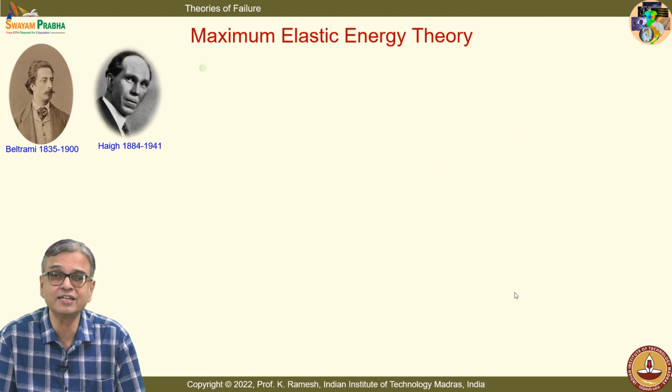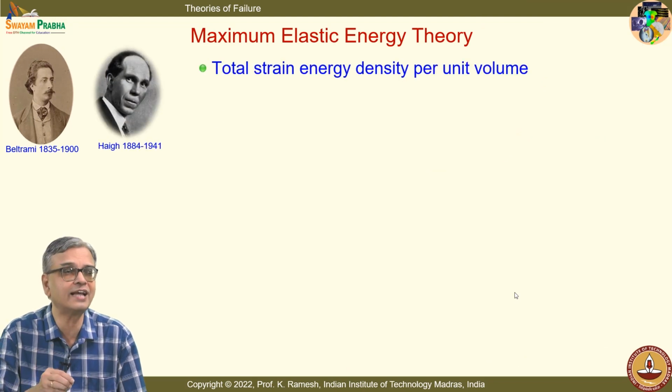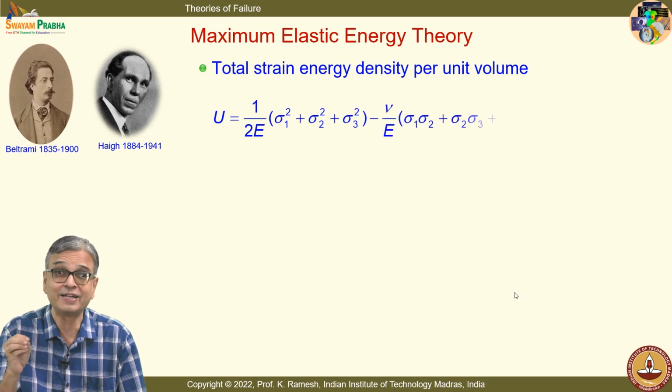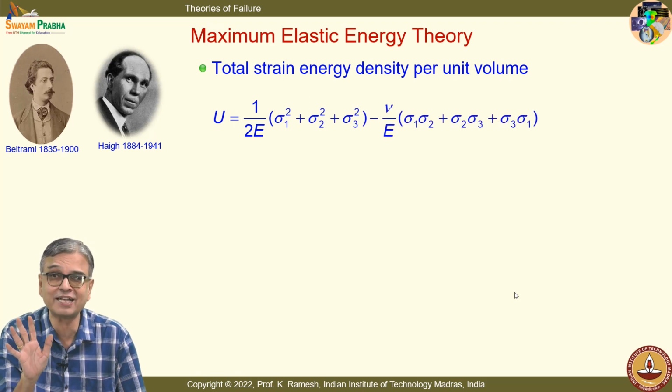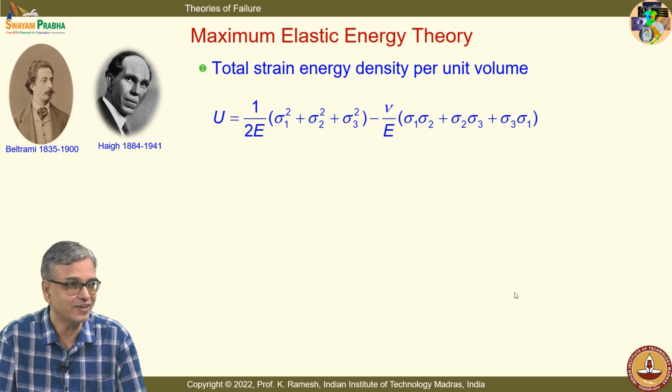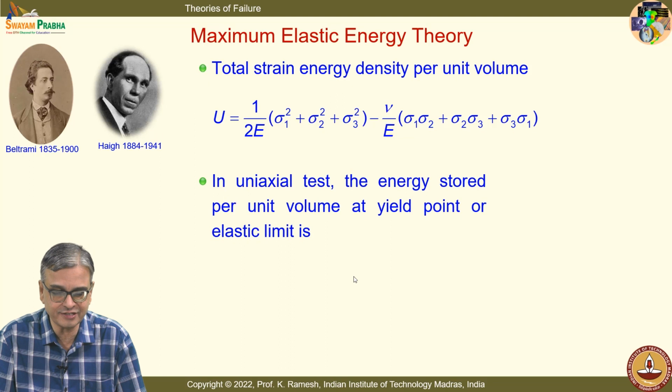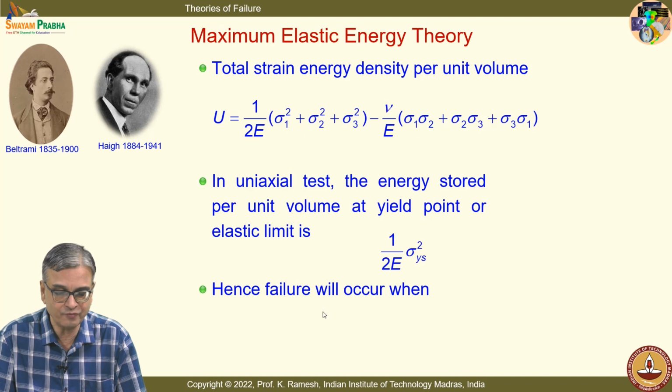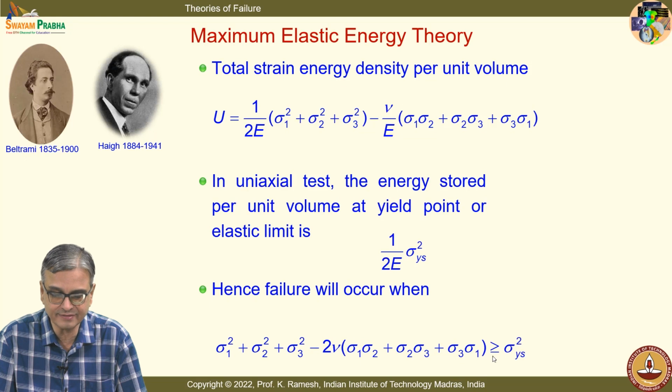Right now, what we are saying is what happens in a tension test, you say that as the limiting criteria. Whether it is valid or not, only an experiment can say. Fine. So, you are only looking at different entities. When I have a simple tension, it is reduced to 1 by 2E sigma ys squared. Hence, failure will occur when this is greater than or equal to sigma ys squared.